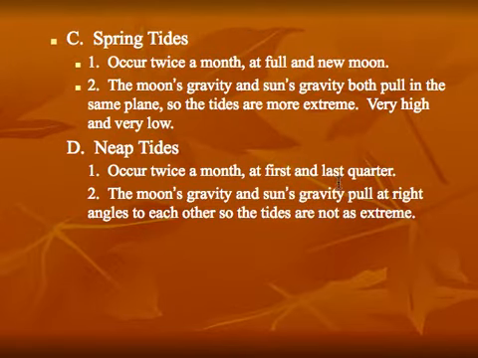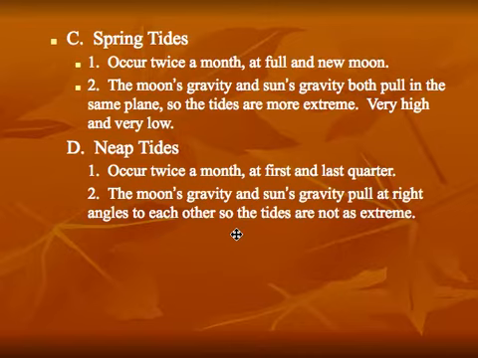Twice a month at full and new moons, the moon's gravity and the sun's gravity both pull in the same plane, the same direction, and so the tides are more extreme. You get at the beach, the tide would come way up on the beach and also go way out on the beach. You'd have really extreme tides. The other 2 times of the month where you have the moon at first and last quarter, it causes the sun and the moon to be at right angles to each other, and those are called neap tides. And they're much less extreme.